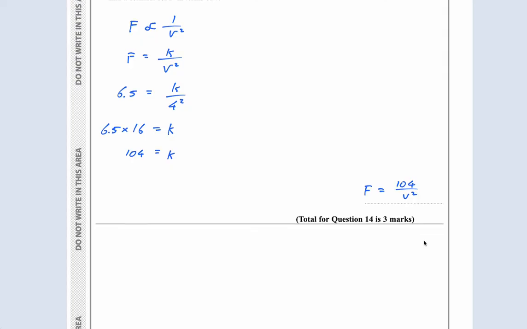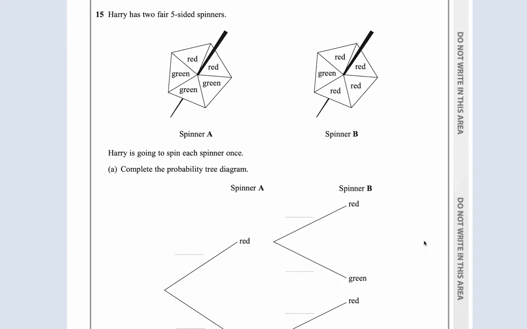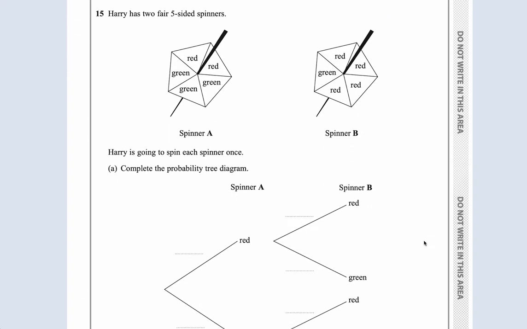Question 15. Harry has 2 5-sided spinners. He's going to spin each spinner once. Complete the probability tree diagram.